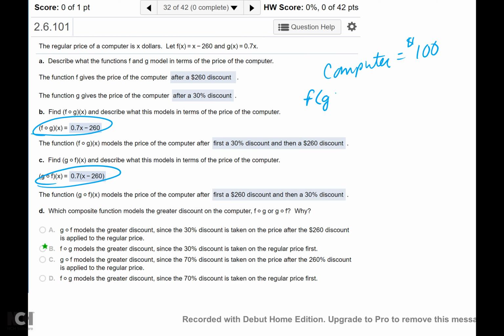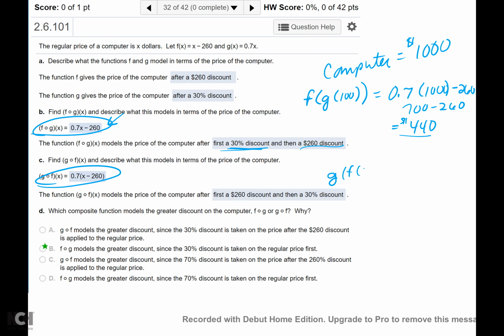If I do f of g of 100 first, then I would be using this function, which says 0.7 times 100 minus 260. So if I type that in, 0.7 times 100 minus 260. Well, that doesn't make any sense. Oh, I can't have it. Let's say the computer's $1,000, shall we? If it's $100, I can't save 260 because it's not even that much. I got to pick a price bigger than my savings. All right, so if I do 0.7 times 1,000, I get 700 minus 260 gives me 440. If I do the 30% discount first and then do the 260, I'm going to pay 440.